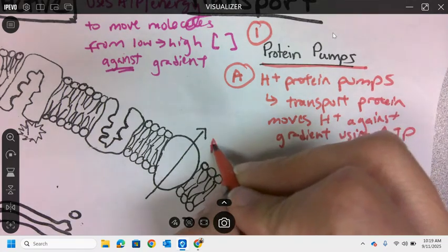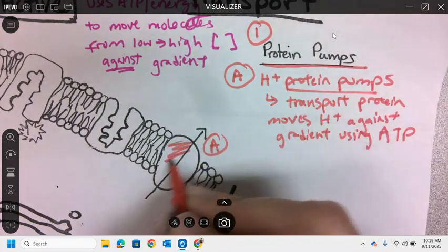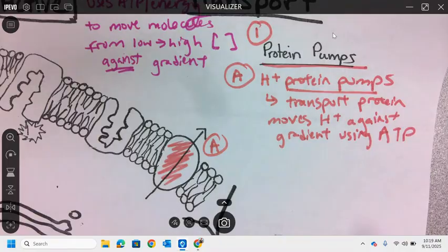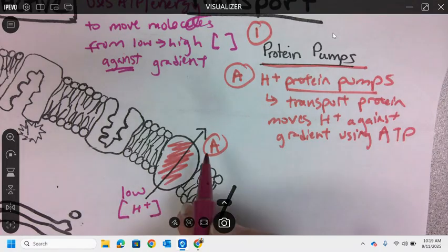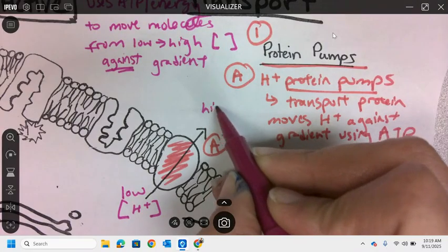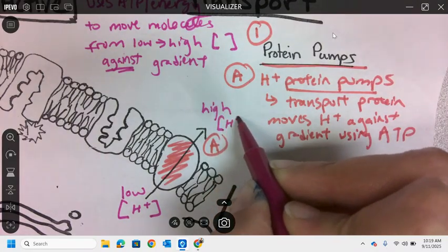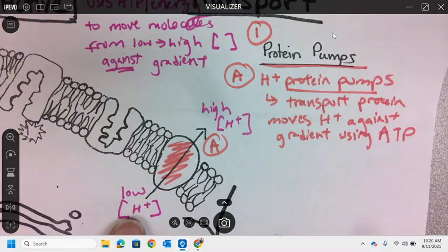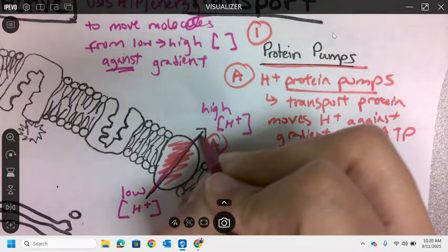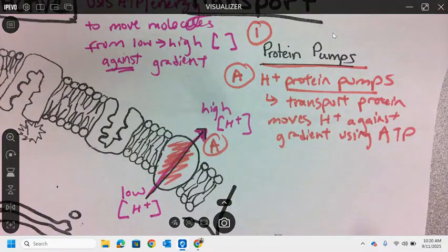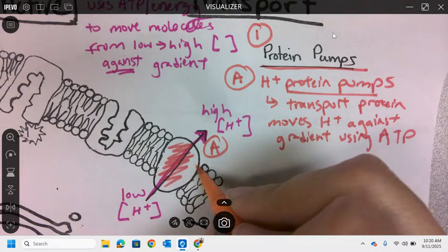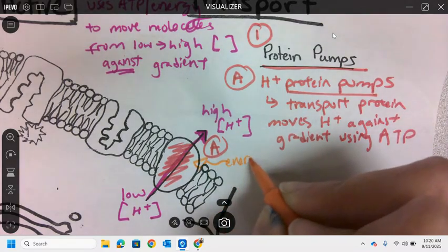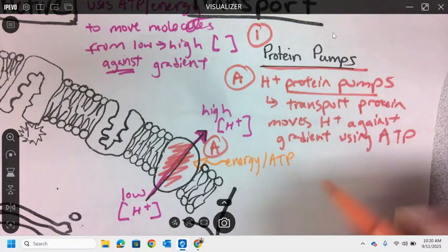Okay, so here is the protein pump. Here's the protein. It's sitting within the phospholipid bilayer. Inside the cell, we have a low concentration of protons. Outside the cell, in this space, we have a high concentration of protons. We want to move more protons from low to high concentration. So we're going to pump them through this protein, and this is going to require ATP or another energy source. And that's one example of a protein pump.